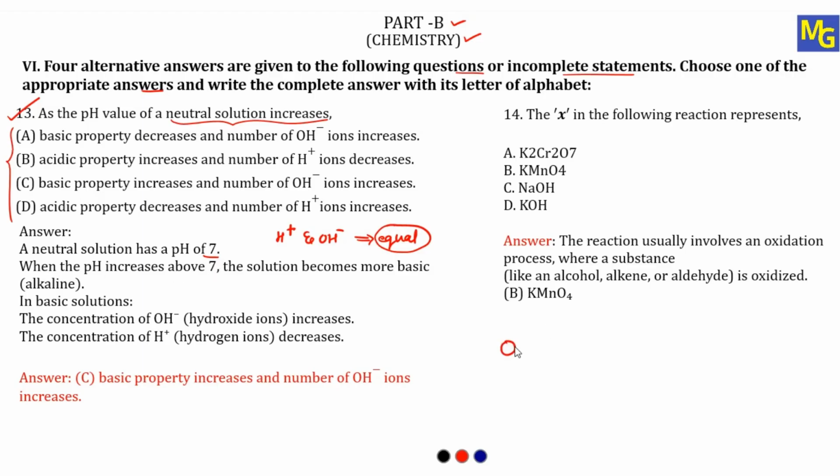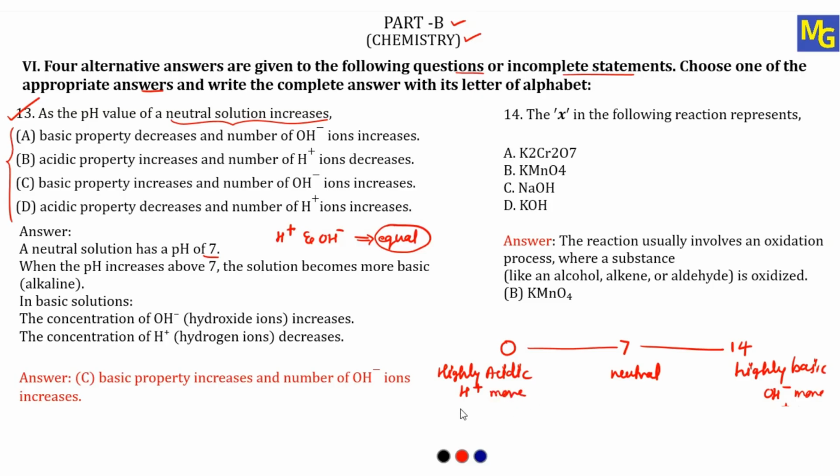So remember, what is the pH scale? 0 to 7 and then to 14. 0 is acidic, highly acidic I can say. So I'll write it here, highly acidic. Then 7 is neutral and 14 is highly basic. So this we have to remember. Whenever it is highly basic, OH minus ions are more and H plus ions are less. Whenever it is highly acidic, H plus ions are more and OH minus ions are less. This we have to remember.